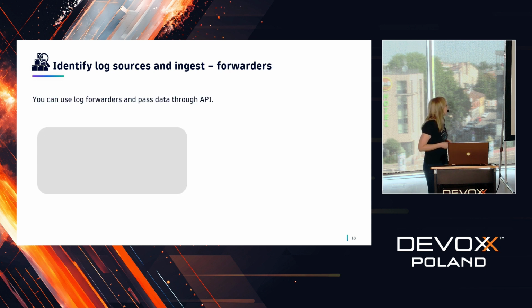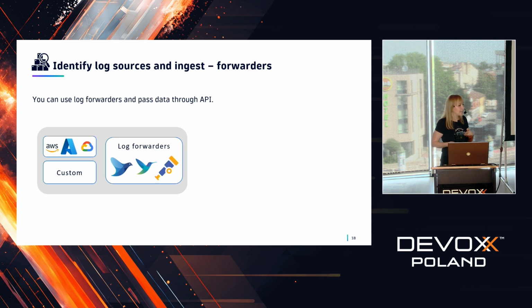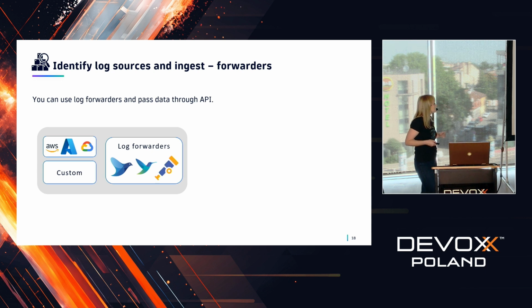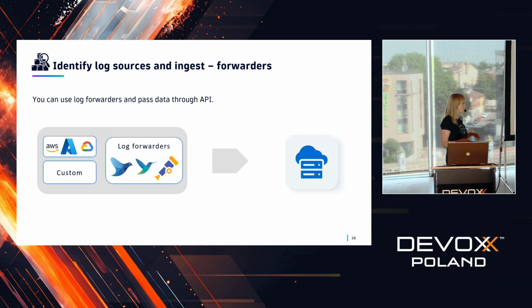If we are not able to use a log agent, we can still use log forwarders like FluentD, FluentBit, and OpenTelemetry. What is really nice is that those log forwarders can not only proxy our data to some destination, but they are additionally able to do some processing, buffering, and filtering.